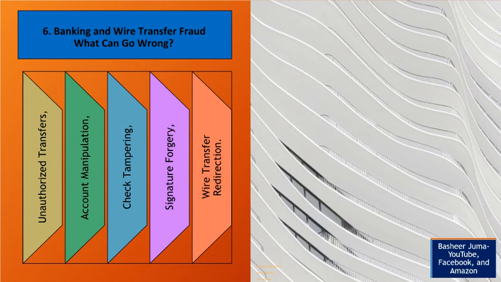Wire transfer redirection. Changing the destination of legitimate international transfers. Online banking credential theft. Unauthorized access to online banking. International relief diversion. Funds sent for international aid never reach the intended recipients.